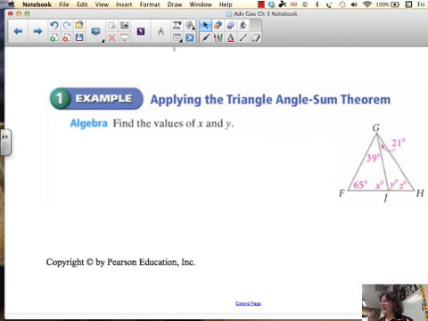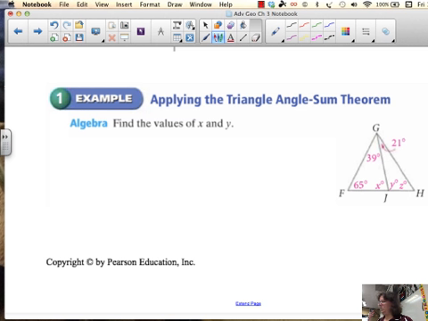So this example has us applying the triangle angle sum theorem. If you take a look at the diagram, we actually have three triangles. We have triangle FGJ, and then we have triangle JGH, and then we also have a big outside triangle FGH. So what I'm going to do is take a look and see what I can get.